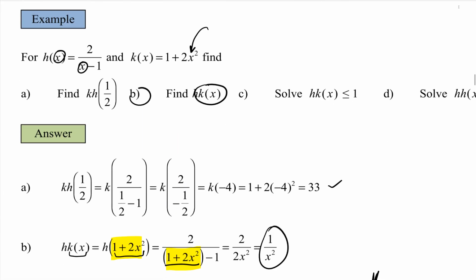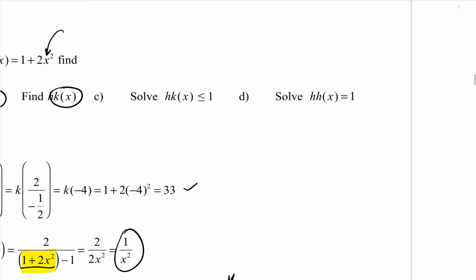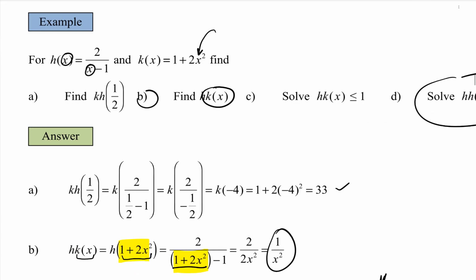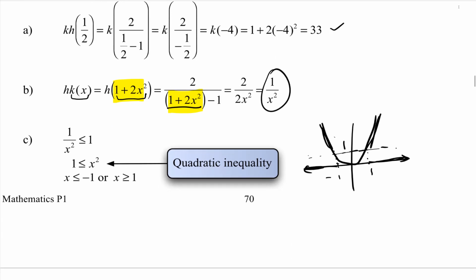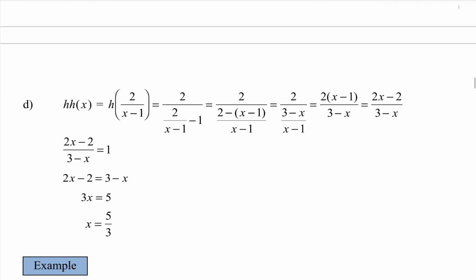And the last question says solve h of x is equal to 1. Alright, so we've got h of x. So let's do that. H of x, 2 over x minus 1. So again, we replace the h function with 2 over x minus 1. There it is there. So we just do 2 over something minus 1, whatever it is there.